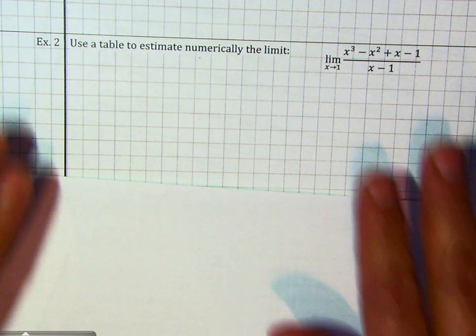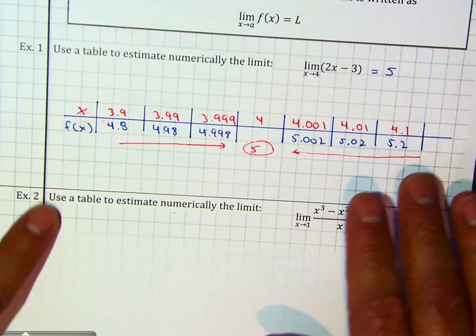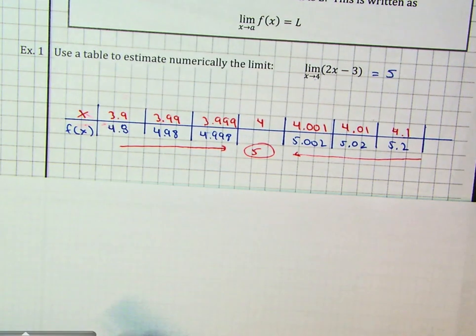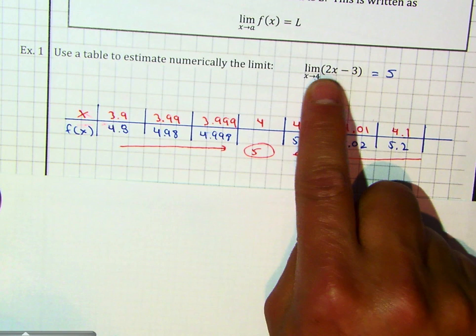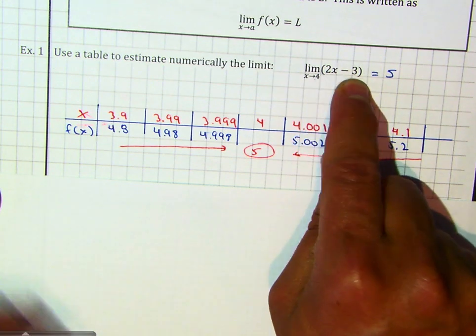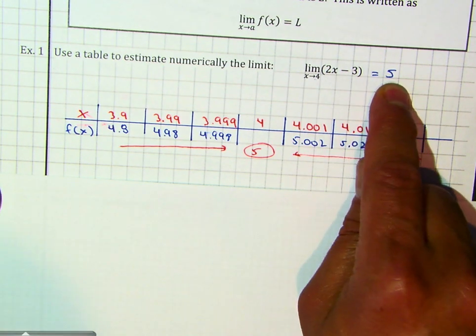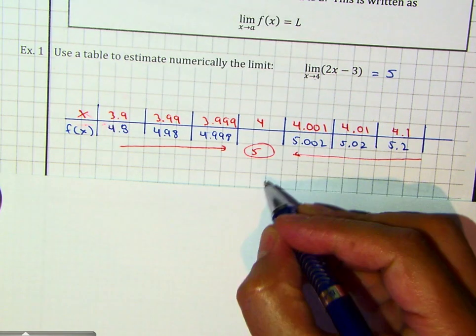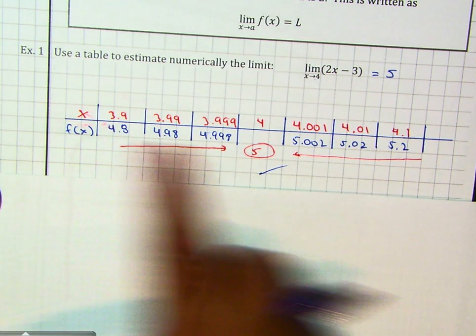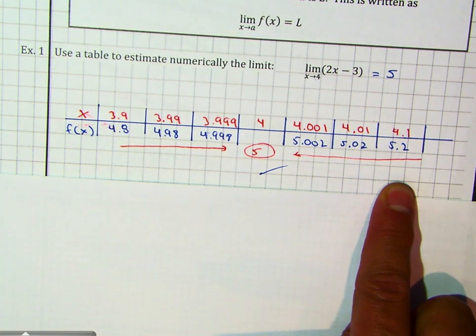So in this case, you might think, well, hold on, can I just do the following? Can I just plug in a 4? 2 times 4 is 8, minus 3 is 5. Yeah, that works. But in this case, we need to make a table. We'll use direct substitution on example number 4.